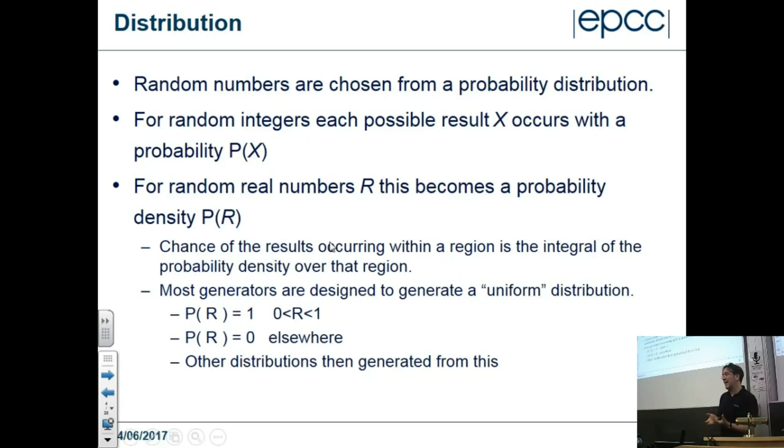And the reason for that is, we'll see there are quite straightforward ways for transforming this uniform distribution into a distribution you might want. But also, writing random number generators is quite difficult. And so if you strip it down to a more constrained problem of, write me a random number generator which gives me a uniform distribution of numbers randomly between 0 and 1, that's a more tractable problem. And then you can tailor that to the specific distribution you want.